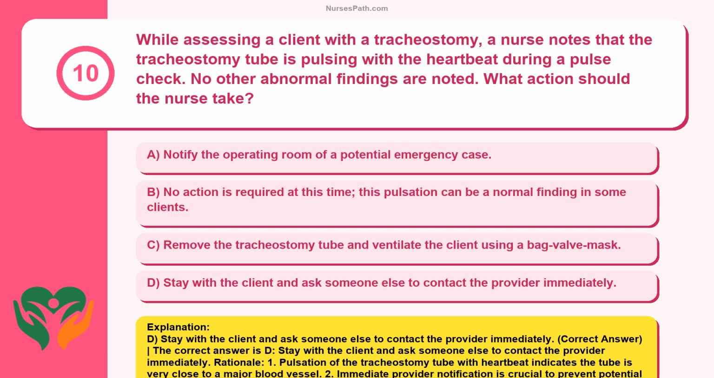Summary: A. Notifying the operating room is premature and unnecessary at this point. B. Pulsation may not always be normal and warrants immediate action. C. Removing the tube without professional guidance can be harmful to the client.